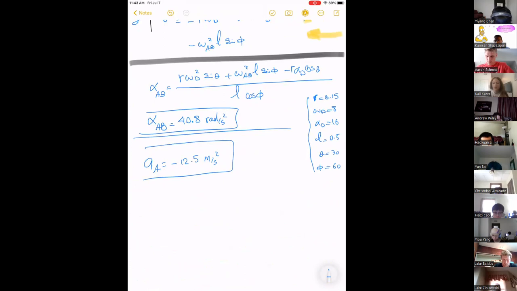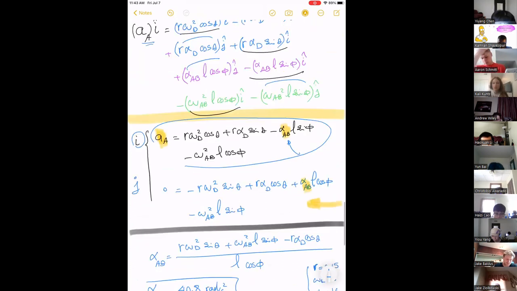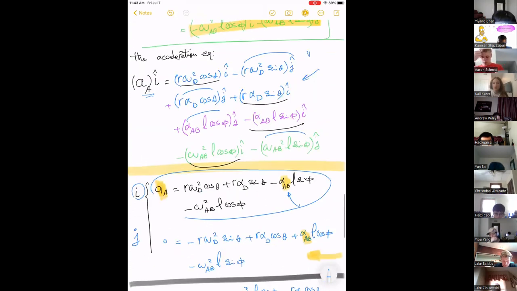The only trick that you need to remember, and if you do it a couple of times, hopefully you remember, is when you get to the vector equation, you divide it into i and j components, and then you get two equations and you solve for two unknowns.